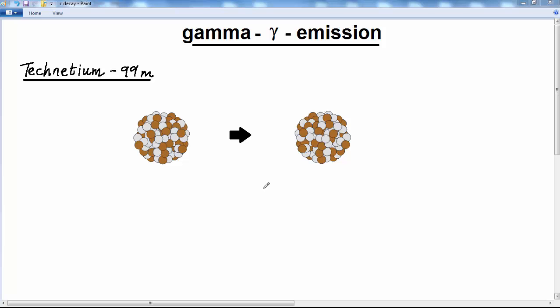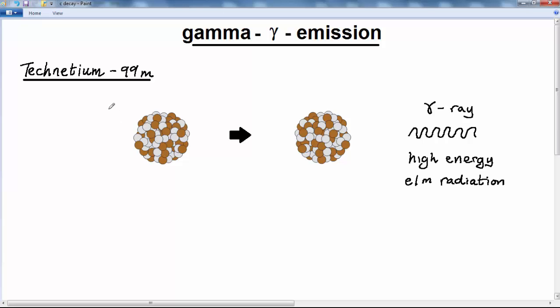So an example of a radioactive isotope which results in gamma emission, we're going to take something called technetium-99m. I'll explain what that M is in a minute. Okay, and when that decays, it results in the emission of a gamma ray. Okay, there's our high energy packet of electromagnetic radiation. It's a gamma ray. Okay, so we can write here the nuclear formula for technetium-99m, and technetium has an atomic number of 43.